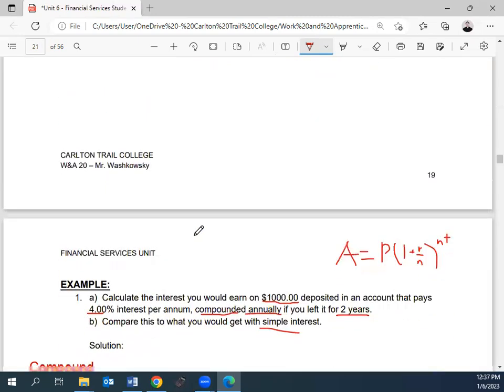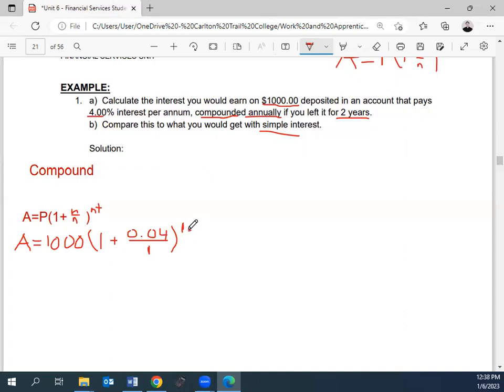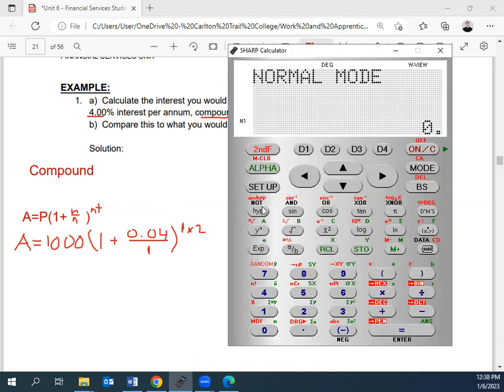T is the length of the term, right? It's how long the investment is. This whole investment is how long? Two years. Yeah. So that's what you'd put in your calculator here. Bear with me while mine loads. There we go. Cool.